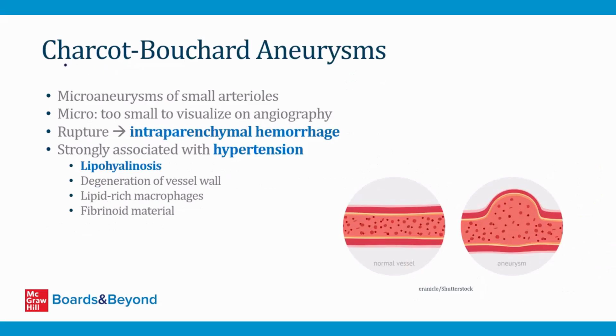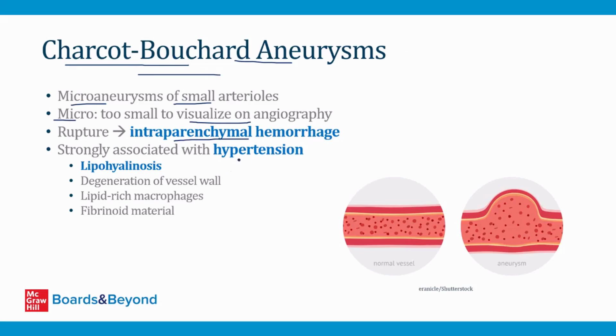Okay, now let's switch gears and talk about Charcot-Bouchard aneurysms, which, as I mentioned earlier in this video, are microaneurysms of small arterioles that supply blood to deep regions of the brain. They're called microaneurysms because they're too small to visualize on angiography. These are really something that's identified on pathologic examination of the brain. And really, the thing to know about these is that they can rupture, and this can lead to intraparenchymal hemorrhage, otherwise known as a hemorrhagic stroke. The underlying cause of most hemorrhagic strokes is rupture of these types of microaneurysms.